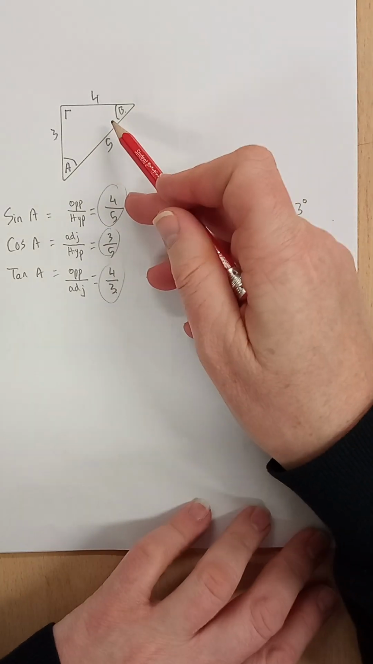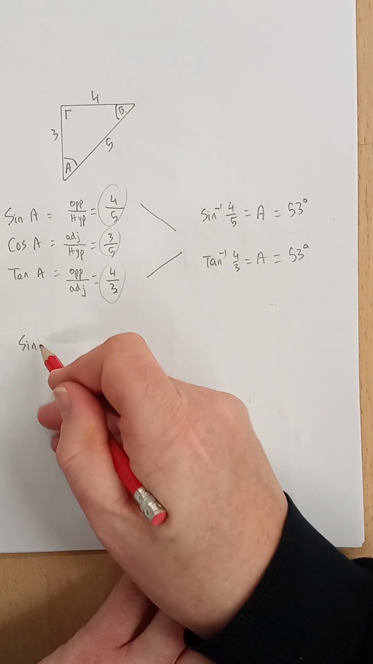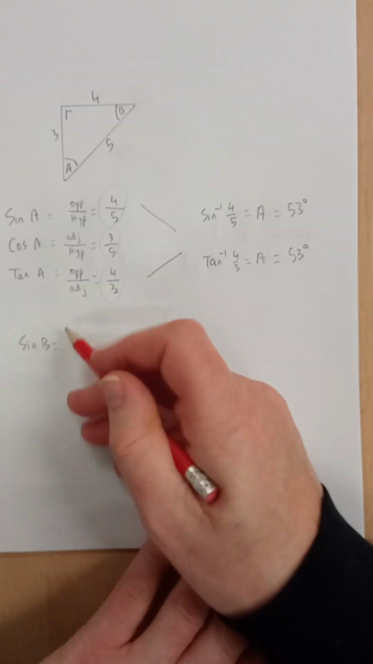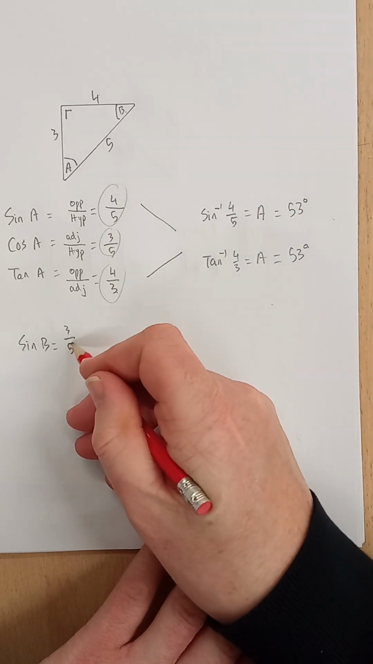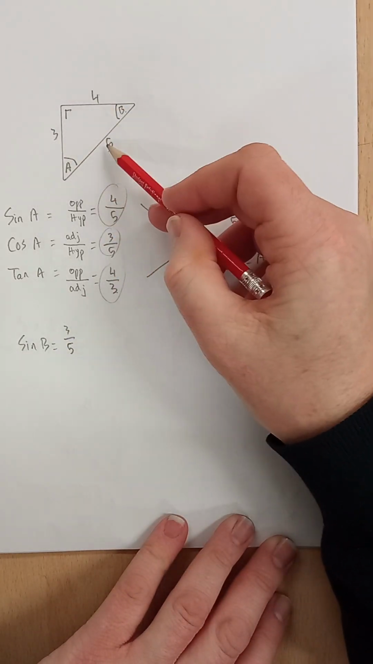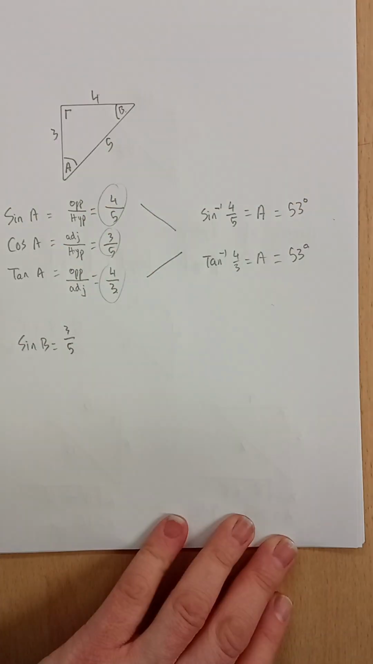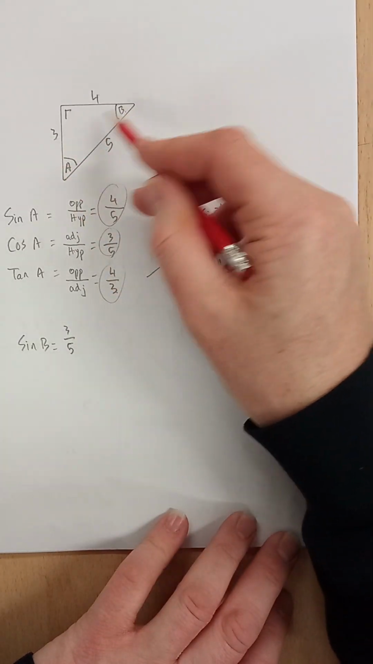Now, if I have a look at B, well, the sine of B is, well, what's opposite B? 3 over what's the hypotenuse? 5. So you notice it changes. The 5 is still there because it's still the hypotenuse no matter what, in a right angle triangle, but the opposite side changes depending on where you're looking from.